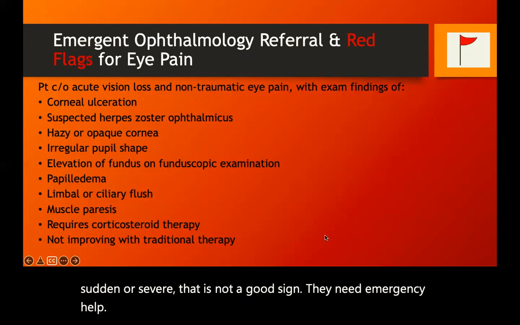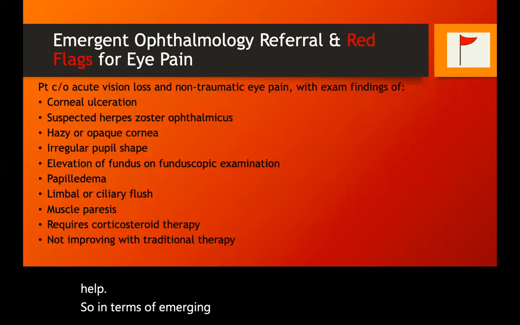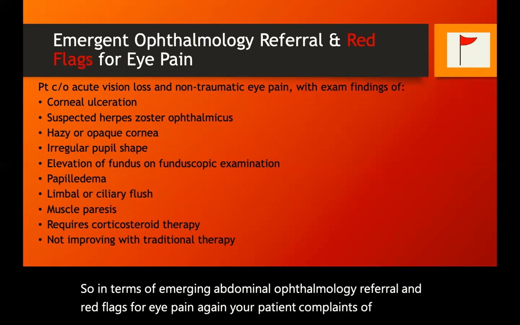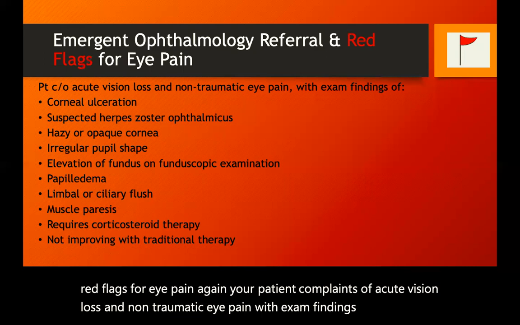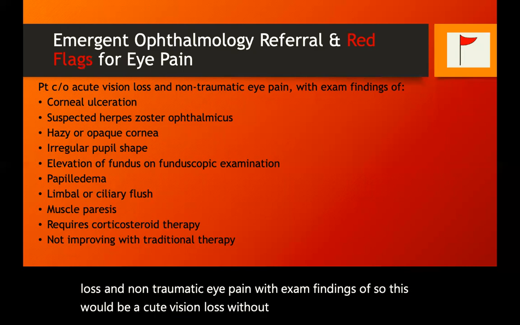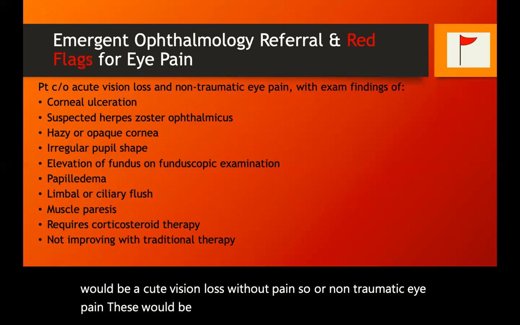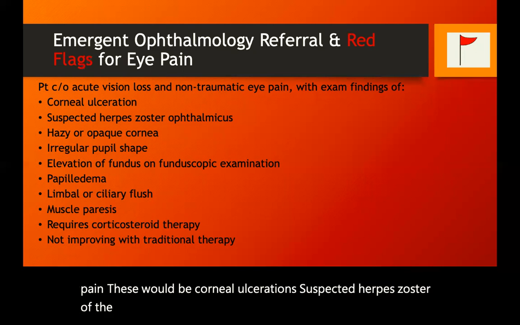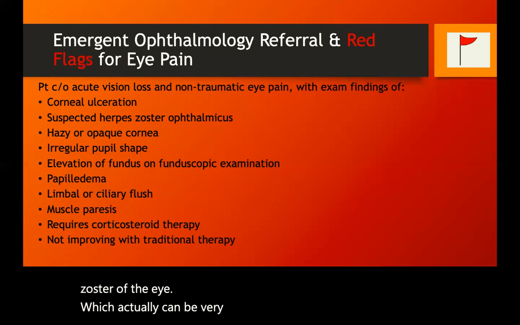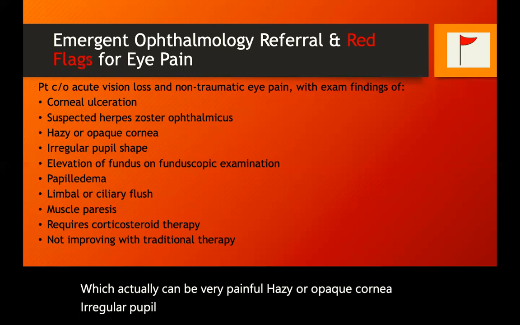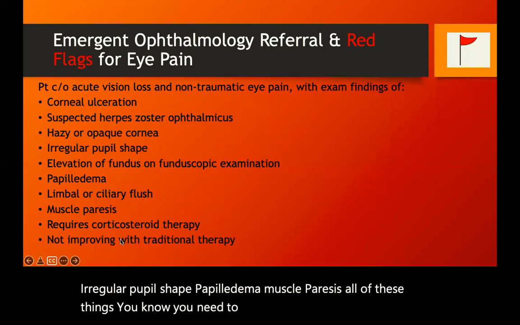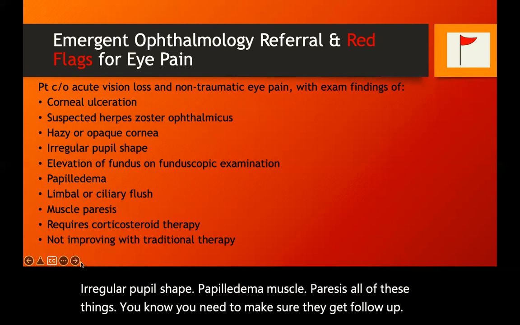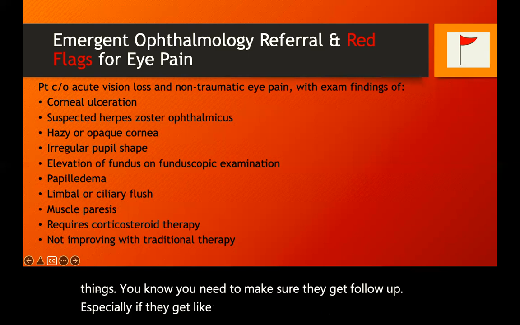Okay. So in terms of emergent ophthalmology referral and red flags for eye pain, your patient complains of acute vision loss and non-traumatic eye pain with exam findings of, so this would be acute vision loss without pain, or non-traumatic eye pain. These would be corneal ulcerations, suspected herpes zoster of the eye, which actually can be very painful, hazy or opaque cornea, irregular pupil shape, papilledema, muscle paresis. All of these things, you need to make sure they get follow-up, especially if they get some corticotherapy and they're not improving.